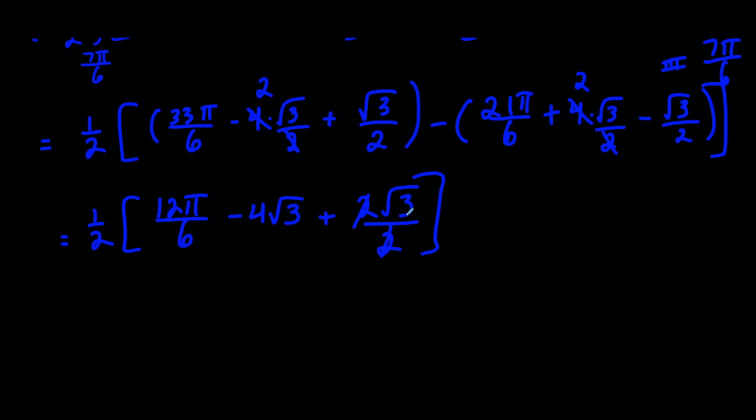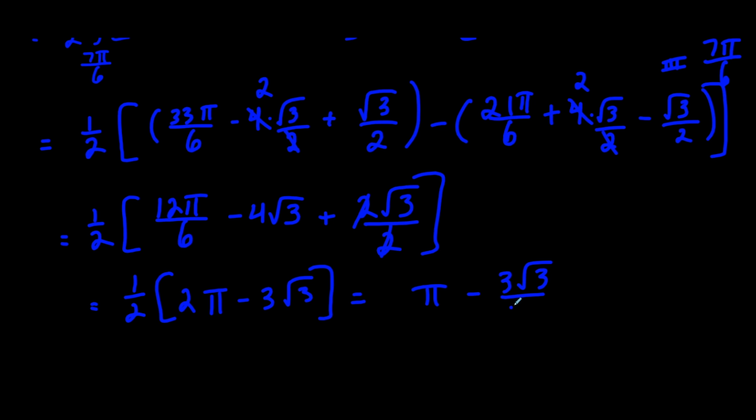So the 2 over 2 cancels. And now to simplify this, we've got 1/2. 12 over 6 is 2, so we got 2 pi. Negative 4 radical 3 plus radical 3 is negative 3 radical 3. So then the final answer here, to simplify, distribute the 1/2, and you'll have pi minus 3 radical 3 over 2.